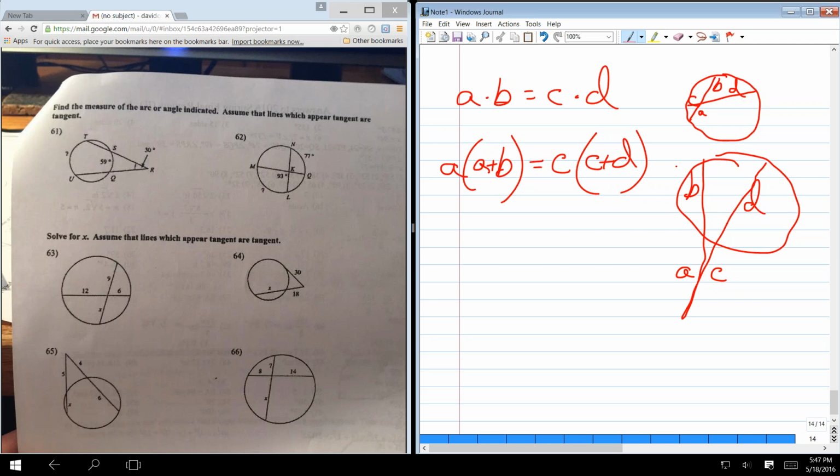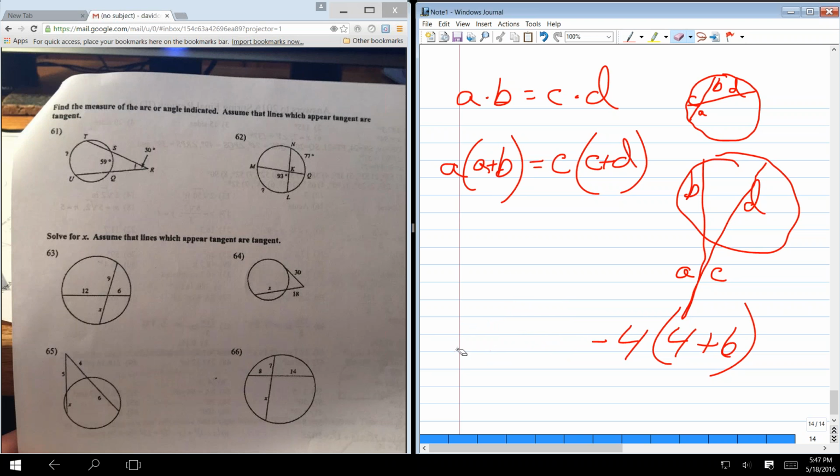In other words, if you're going to come up with notes like this, you want to make sure you can interpret them and apply them to a problem. 5 times 5 parentheses 5 plus x equals 4 times 4 plus 6. You got it. That's the way to apply it, okay?